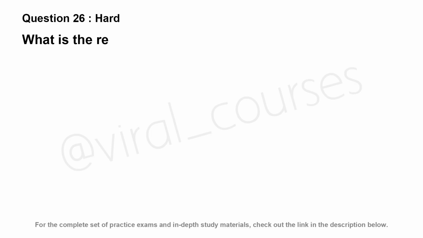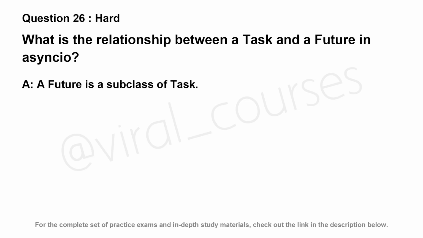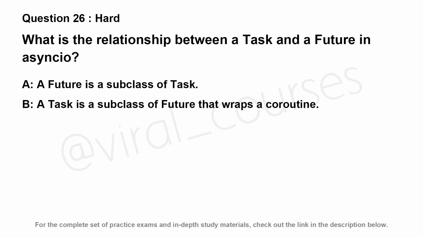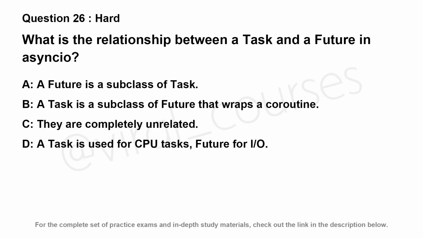What is the relationship between a task and a future in asyncio? Option A. A future is a subclass of task. Option B. A task is a subclass of future that wraps a coroutine. Option C. They are completely unrelated. Option D. A task is used for CPU tasks, future for I/O.